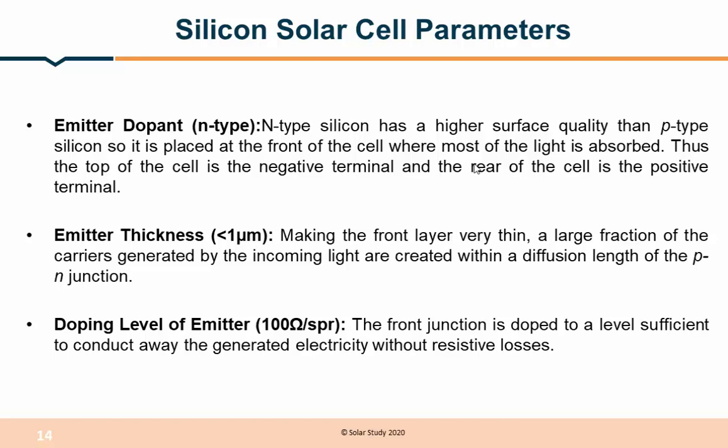So what is the doping level of the emitter? This is nothing but how much dopant has to be put on that emitter layer. That may be in 100 ohm per square, that is per cell. This is nothing but the dopant level: how much doping concentration has been put on the emitter side. By this we can see how much voltage we can get without any resistive losses.